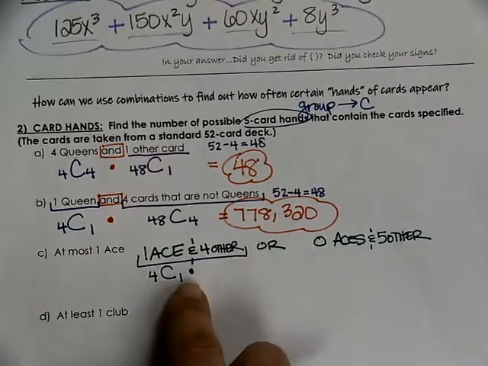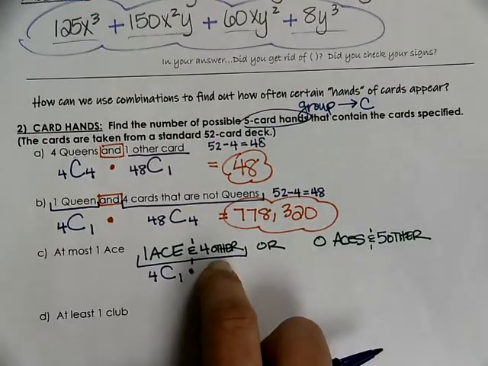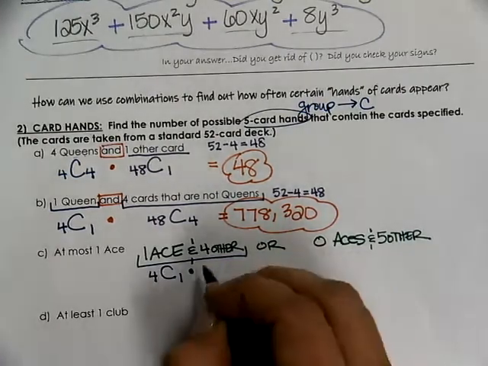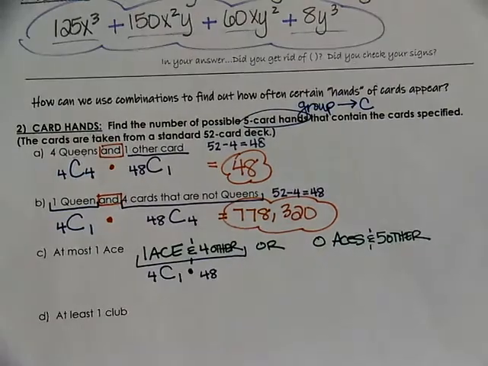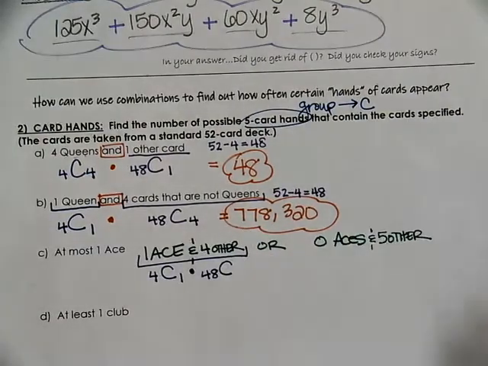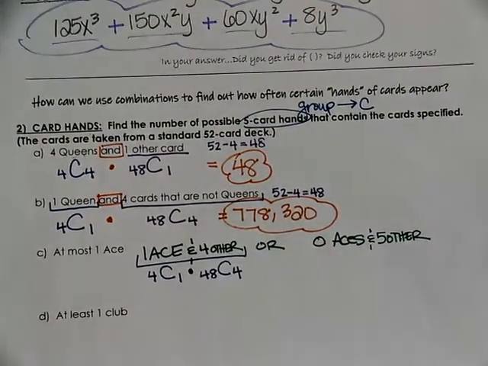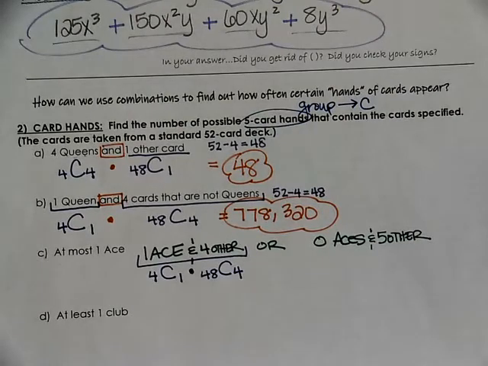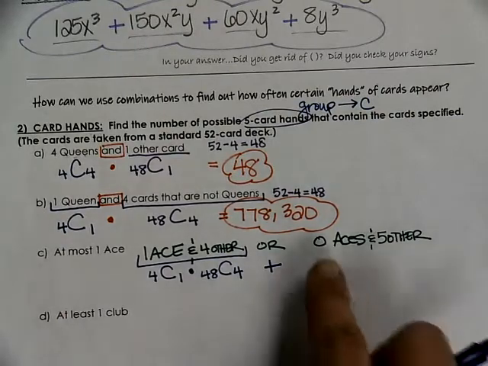And means that we'll multiply 4 other cards. Well, if there are 4 aces, that means there are 48 other cards, and we're going to pick 4 of those. Or means that we would add.